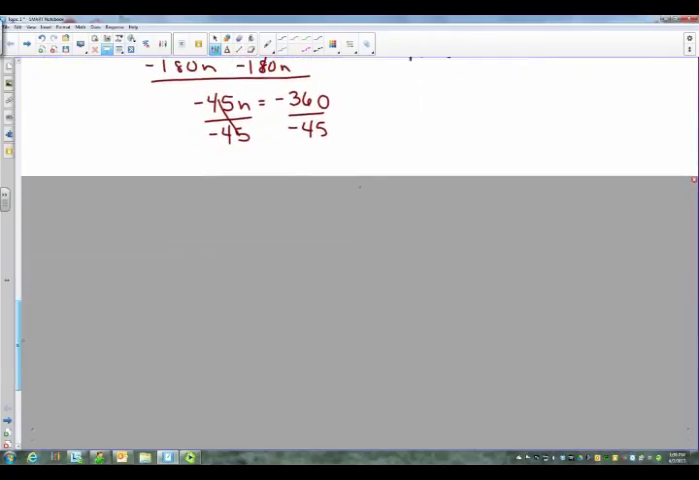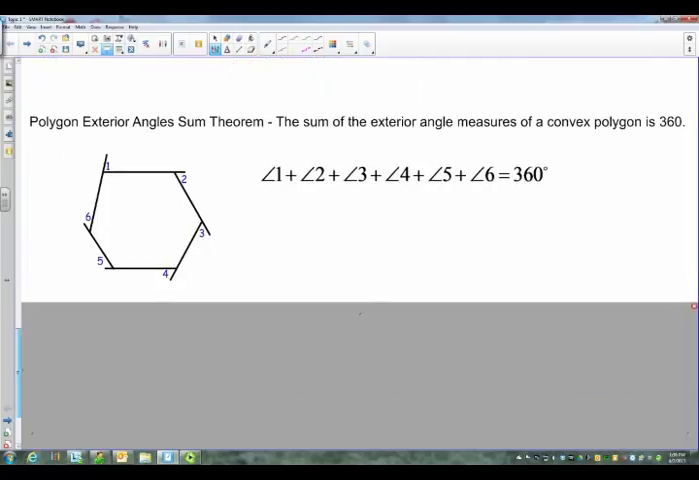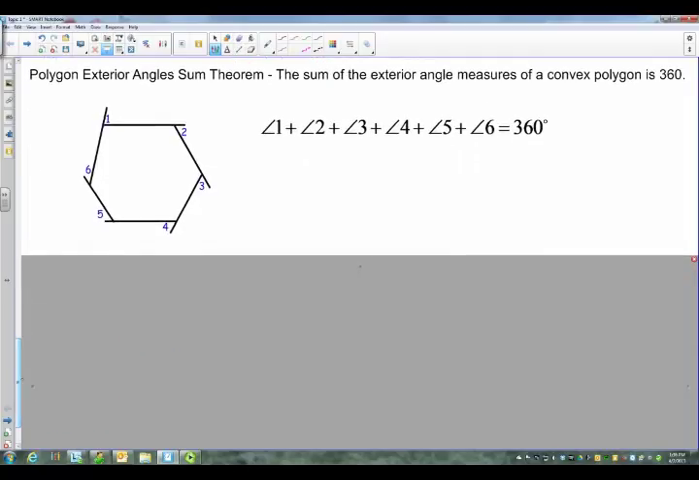Alright, so that's how we're going to use that formula. Now the final thing in this section is what's called the polygon exterior angle sum theorem. What this says is if you add up all the exterior angles of a polygon, you're going to get 360 degrees. Okay, so the exterior angles are the ones that are created when you extend a side. So I took this side of this polygon and extended it out, and it gives me this angle right there. Okay, so those are all the exterior angles.